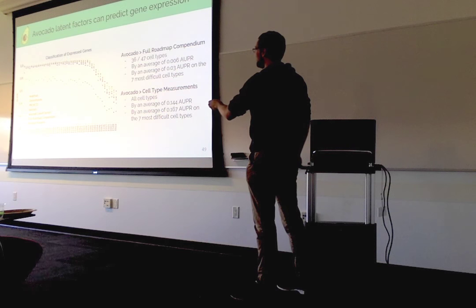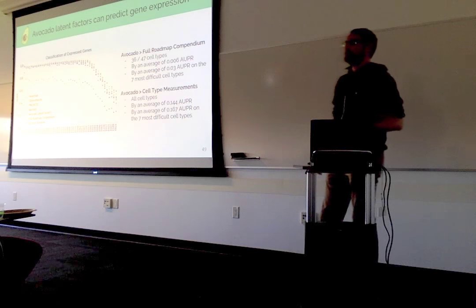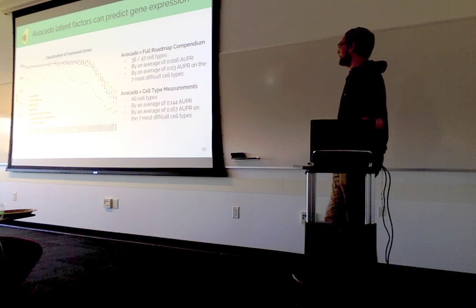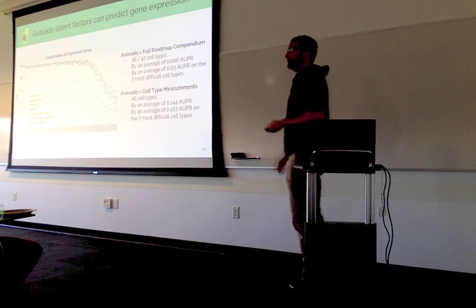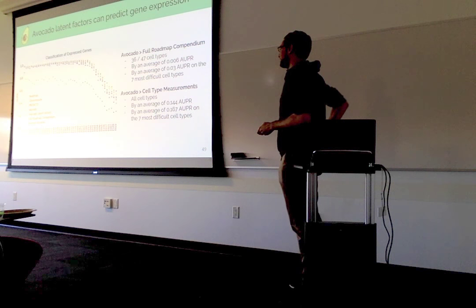These are potentially cell types that are not very well characterized or have particularly noisy measurements. You can see here that in these 7 cell types that are more difficult across the board, Avocado does better by 0.03 area under the precision recall curve. And then we blow out just using the cell type measurements, like one would typically do when doing this task.